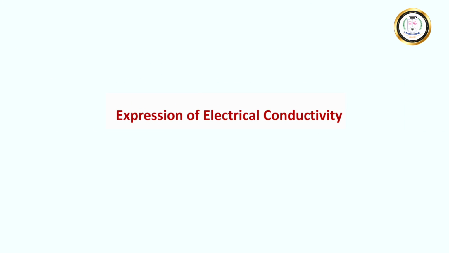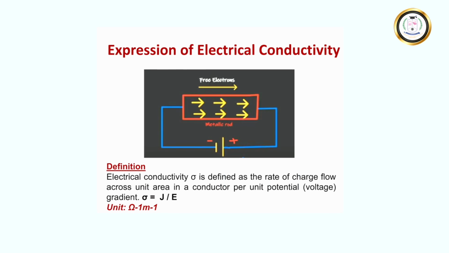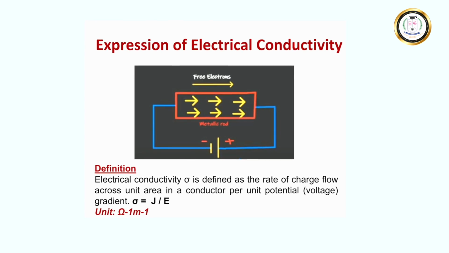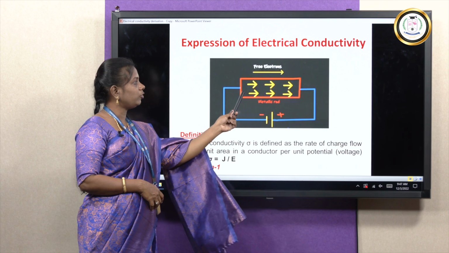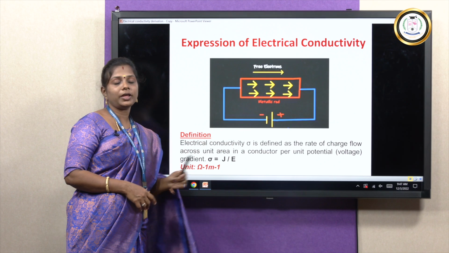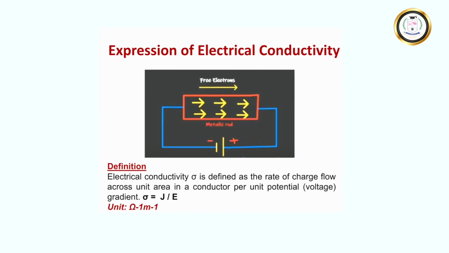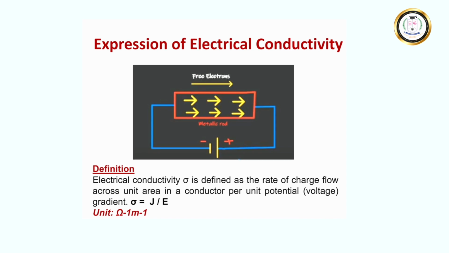We are going to start the expression of electrical conductivity. As we mentioned, we have taken a rod. In a rod, a large number of free electrons are there. On the application of an external field, the electrons move in a uniform direction which is opposite to the applied field direction. Based on this phenomenon, we are going to derive electrical conductivity.